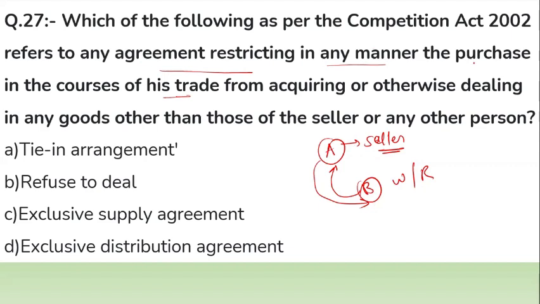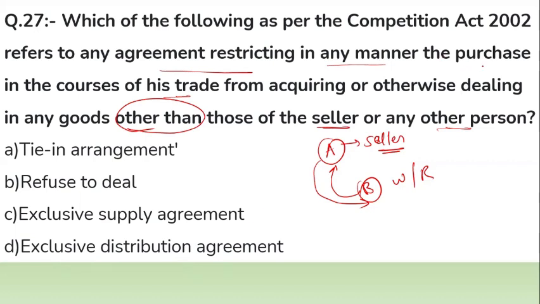So in any manner, the purchaser in the course of his trade for acquiring or otherwise dealing in any goods other than those of the seller, or any other person. This kind of practice is called a tie-in agreement, refusal to deal, exclusive supply agreement, or exclusive distribution agreement. So what will be the right answer for this question?